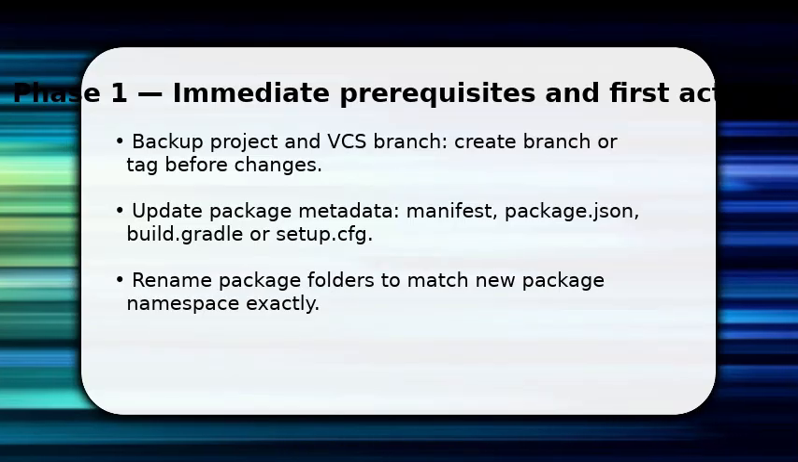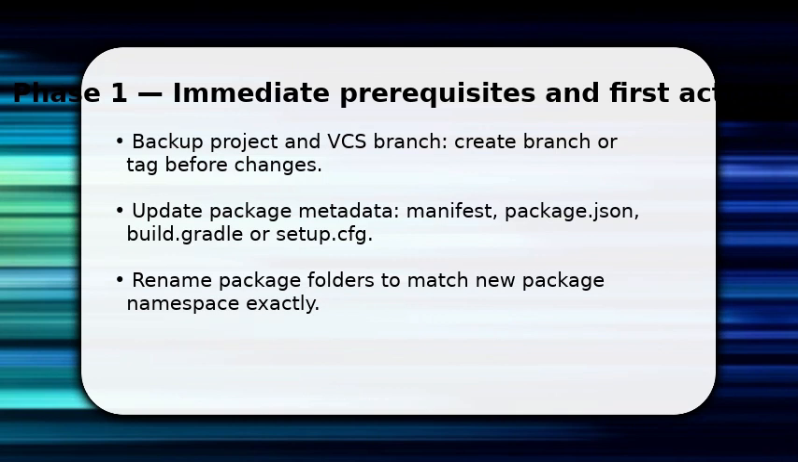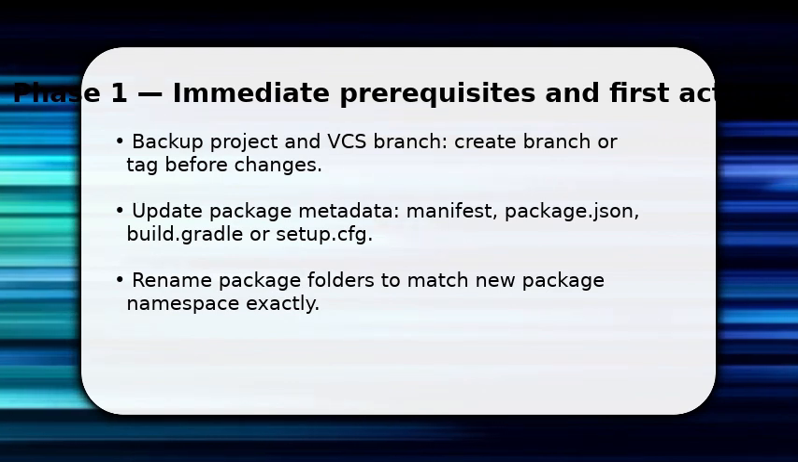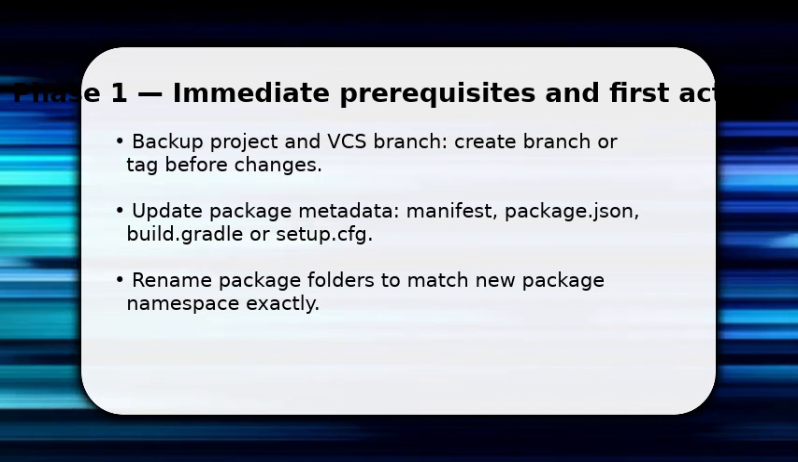You begin by creating a backup or new VCS branch so you can revert if needed. Once done, edit the package metadata files, manifest, package.json, build.gradle, or setup.cfg to the new name. This tells tools where the app now lives. Then rename the physical package folders to match the namespace because mismatched folders break imports.